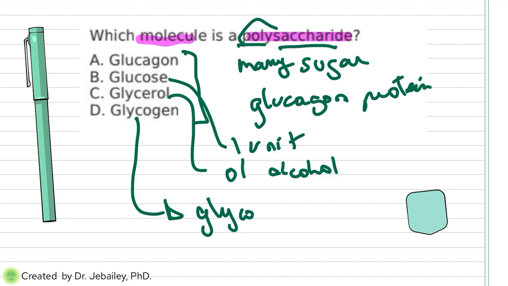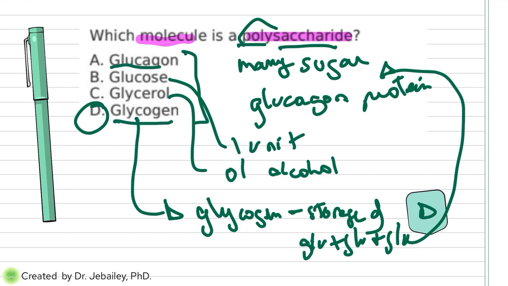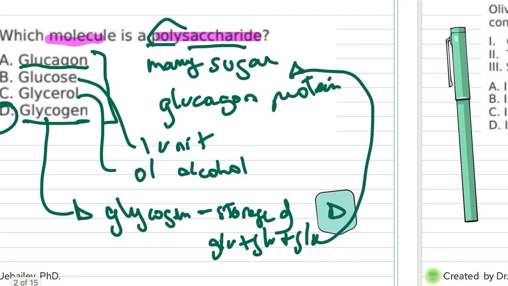Now, glycogen, if you did study, is basically a storage of a bunch of glucose attached to another glucose attached to another glucose, which, by the way, is many sugars bound together. So the answer for this one is D. So be careful between glycogen and glucagon. Glucagon here is a hormone, and glycogen is a storage of sugar. So be careful not to fall into that trap. The only way you will not fall into this trap is memorization, writing down many times.